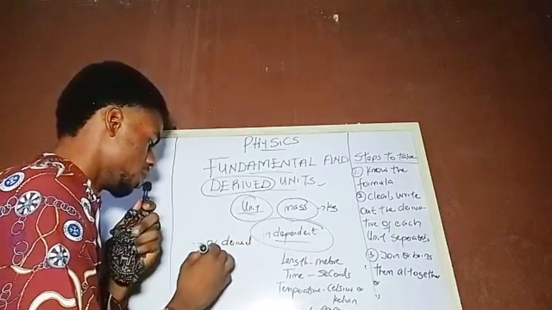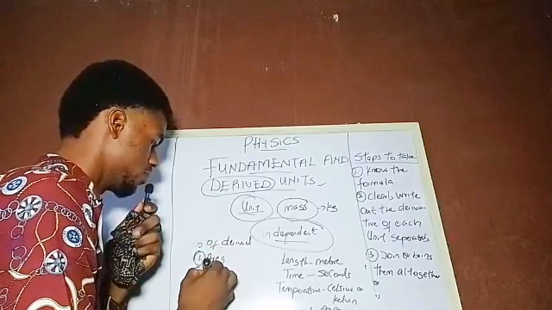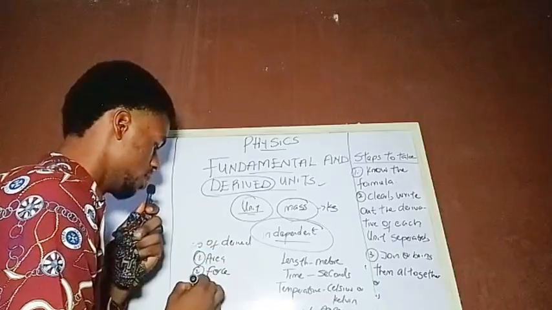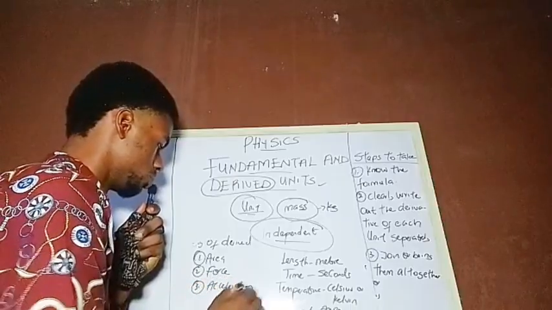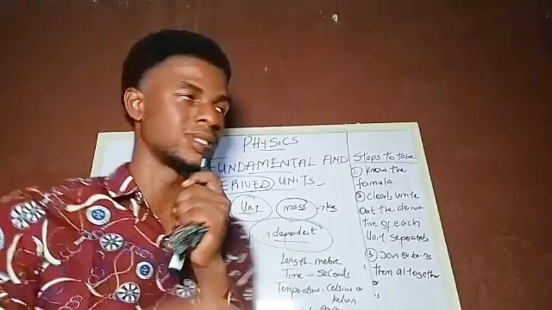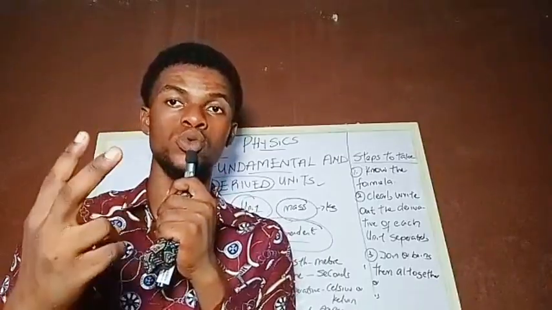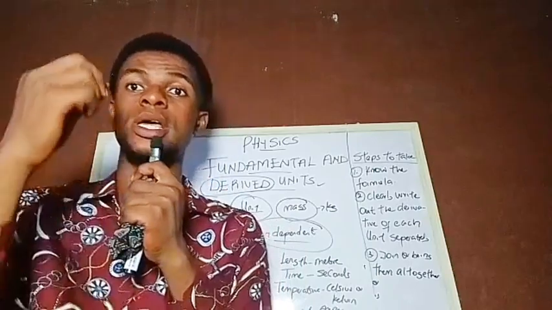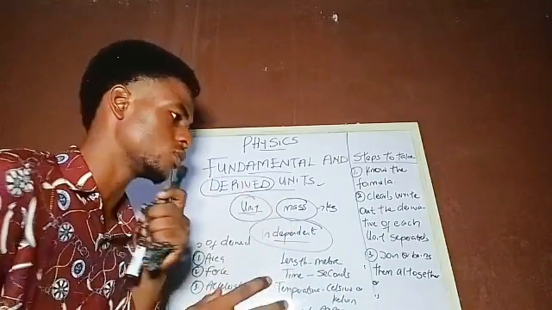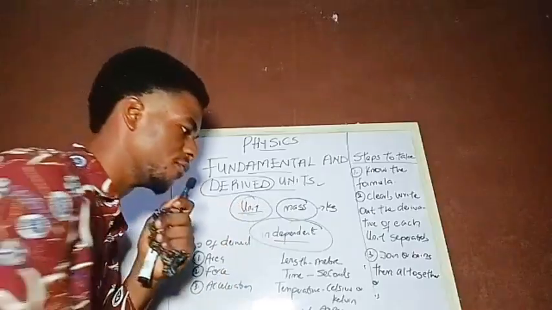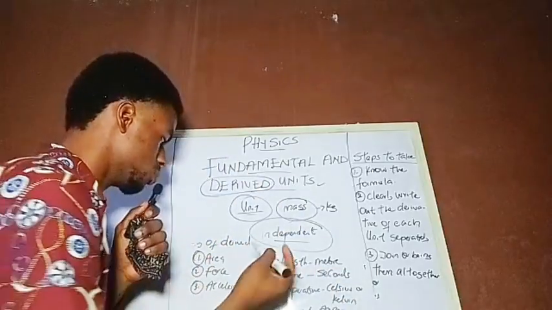We have the first one, area. Number two, force. Number three, acceleration. In other words, a derived unit is gotten from the combination of two or more fundamental units. What does it mean? It means that if I'm to get a derived unit, I need two or more of my fundamental units.